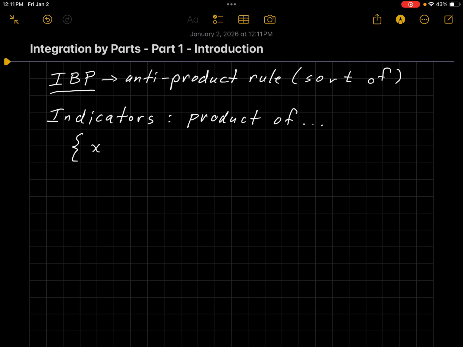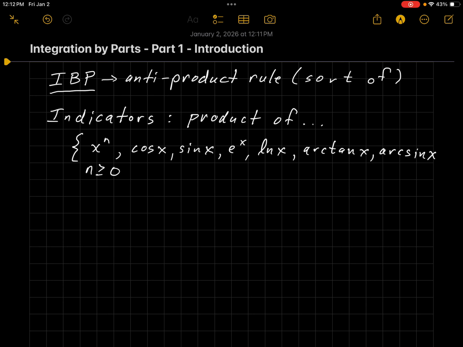So the functions that I look for are x to the n, where n is an integer greater than or equal to 0, or cosine of x, or sine of x, or e to the x, or natural log of x, arctan of x, arcsine of x, etc. But these are the main functions. So if I see an integrand that is a product of one or more of these, I'll show what I mean by one or more, then I think it's integration by parts.